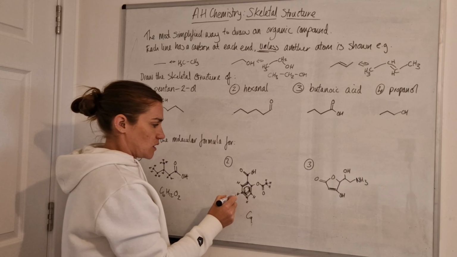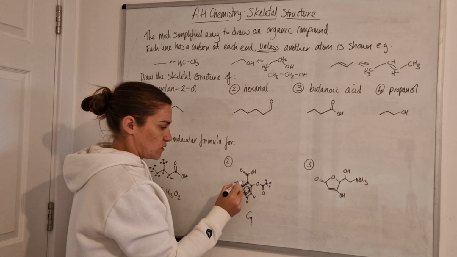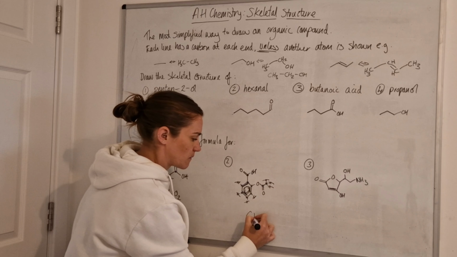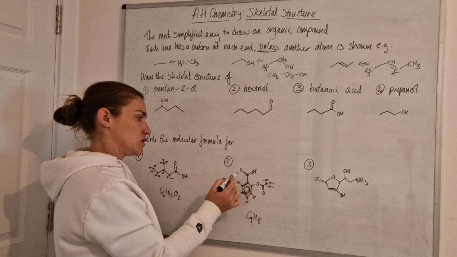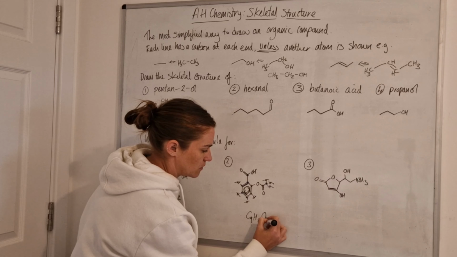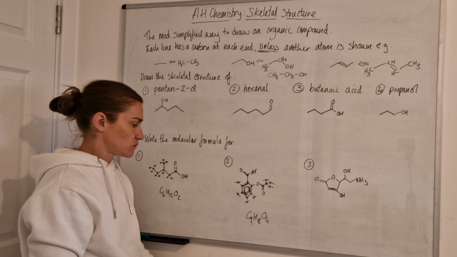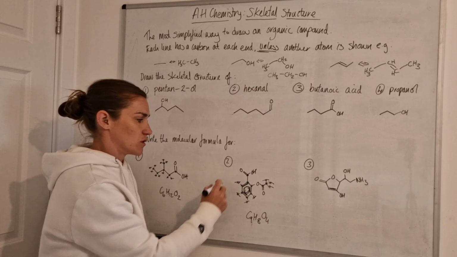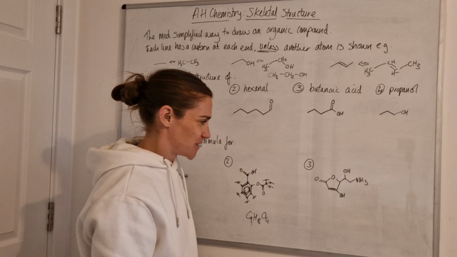And then for the hydrogens, again, scoring them off as we go: 1, 2, 3, 4, 5, 6, 7, 8. And then the oxygens, lastly, we've got 1, 2, 3, 4 of them. So C9H8O4. It's the cyclic ones that you want to make sure you're scoring off the hydrogens, because when you go round in a circle you get a bit lost.